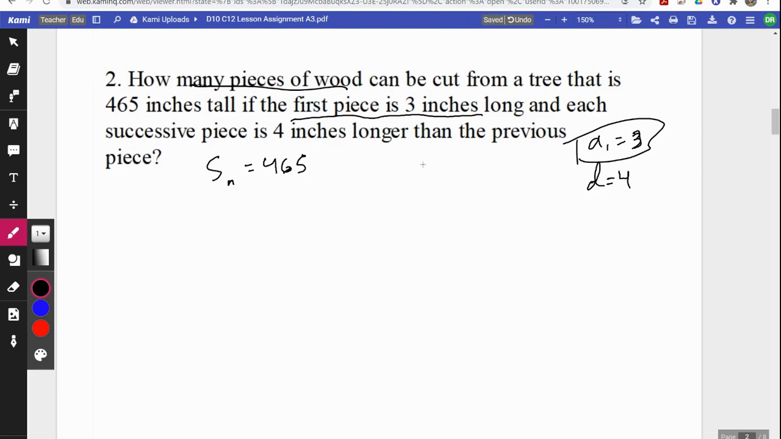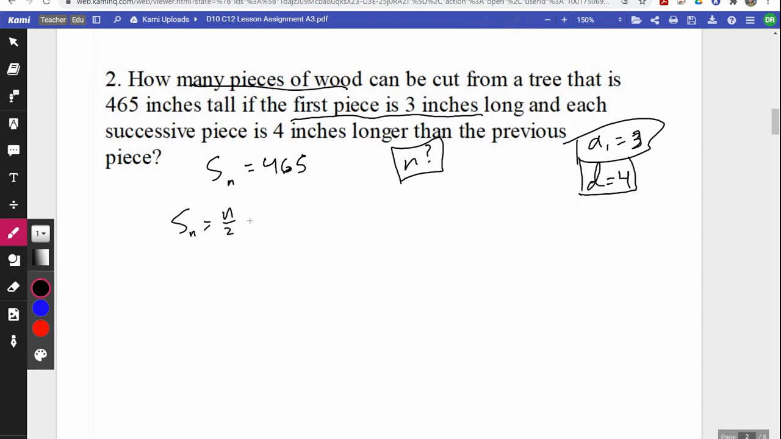I don't know what n is. N is how many pieces, how many terms of this sequence, how many additions of 4, starting at 3, there are to make up 465. All right. So we could use the formula. We're looking for n. And we don't really know what the last piece is, and we do know D. So I would use this formula.